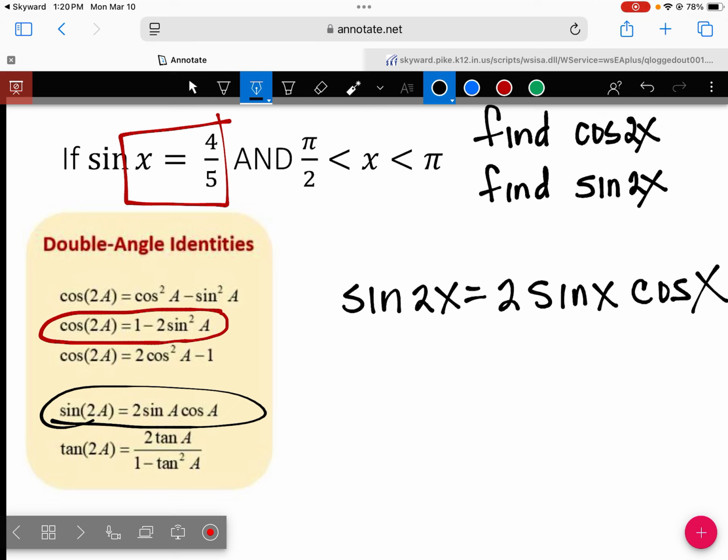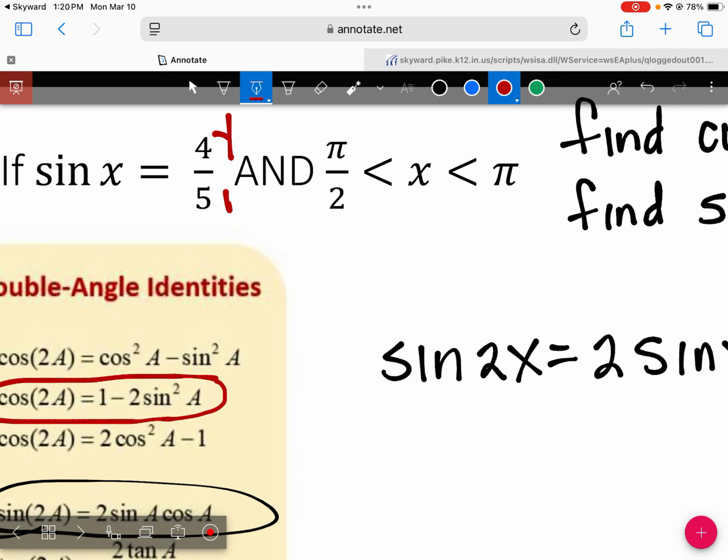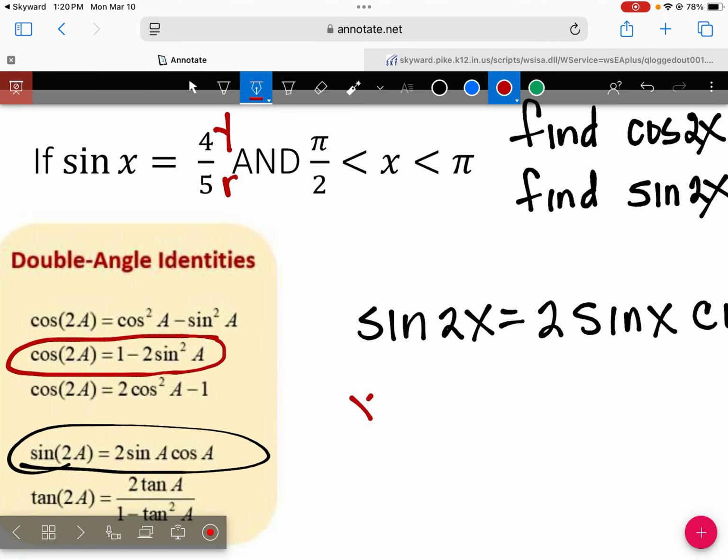Cosine 2x, not the same as cosine. Nope, can't do that. So what we're going to do, going back to the last test, I think, we know that sine is y over r. And we know that x squared plus y squared equals r squared. So we need to find x, because cosine is x over r. Yes. One more time. Yes.